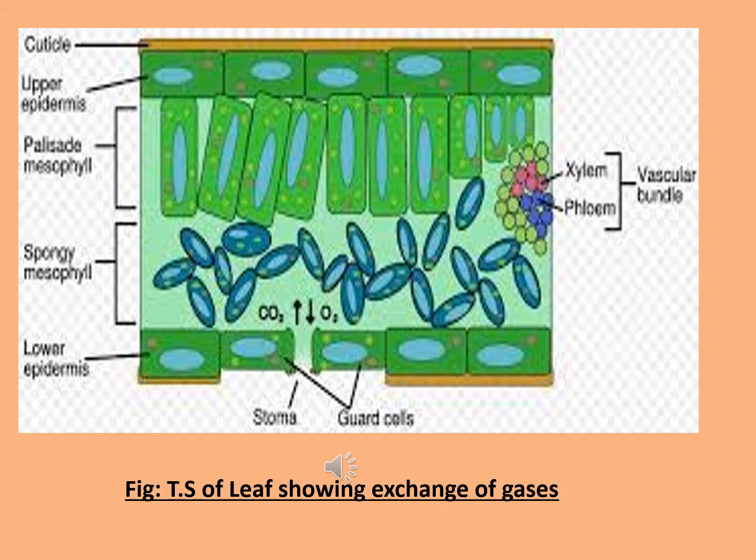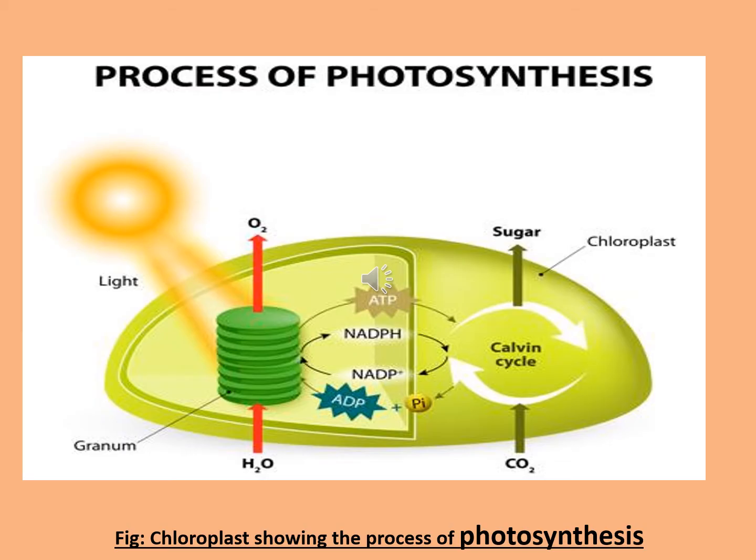In the next slide, we are going to learn about the process of photosynthesis in the chloroplast, because it is the chloroplast where all the chemical reactions required for the process of photosynthesis take place. Now, let us see the process of photosynthesis taking place inside the chloroplast.